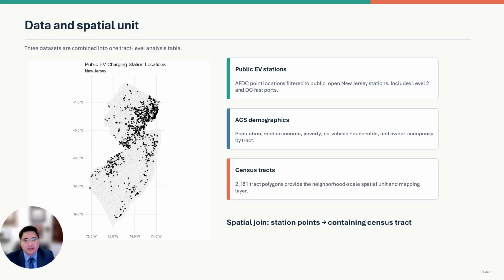The third dataset is the census tract boundary file. This gives us the polygon geometry for all 2,181 New Jersey census tracts. The key technical step is the spatial join. Since electric vehicle stations are points and census data are polygons, I assign each station to the tract that contains it. After that, each row in the final dataset represents one census tract with demographic, station counts, port counts, rate, and spatial variables.